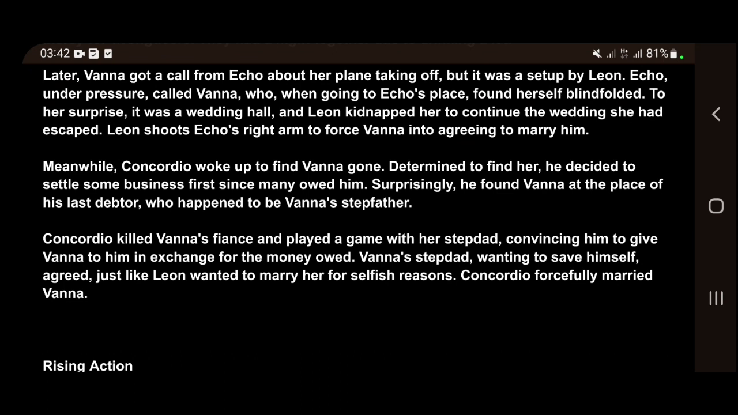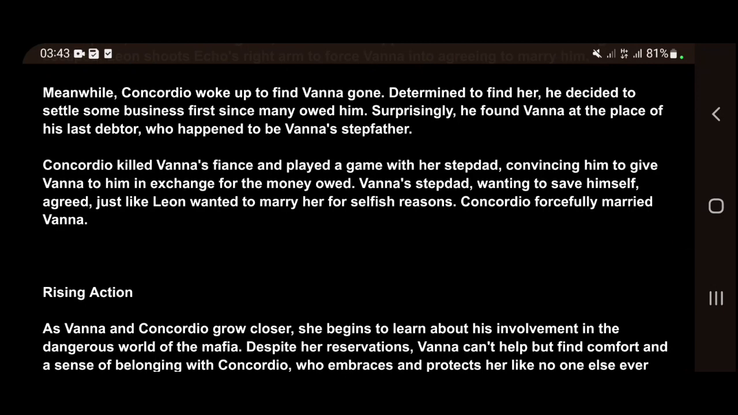Meanwhile, Kokodio woke up to find Vena gone. Determined to find her, he decided to settle some business first, since many owed him. Surprisingly, he found Vena at the place of her last debtor, who happened to be Vena's stepfather. Kokodio killed Vena's fiancé and played a game with her stepdad, convincing him to give Vena to him in exchange for the money owed. Vena's stepdad, wanting to save himself, agreed, just like Leo wanted to marry her for selfish reasons. Kokodio forcefully married Vena.